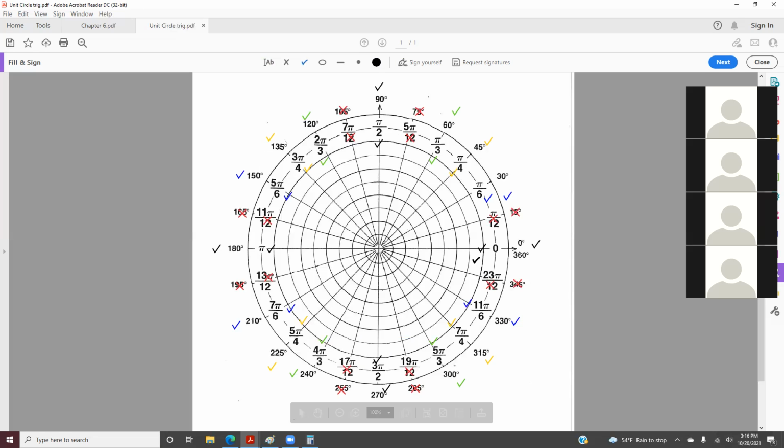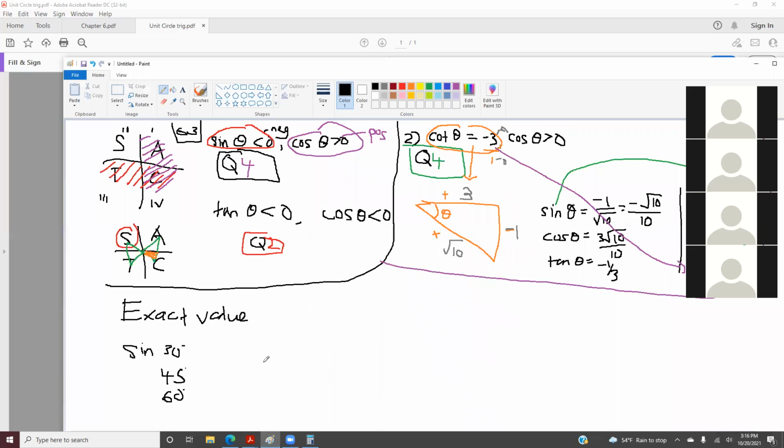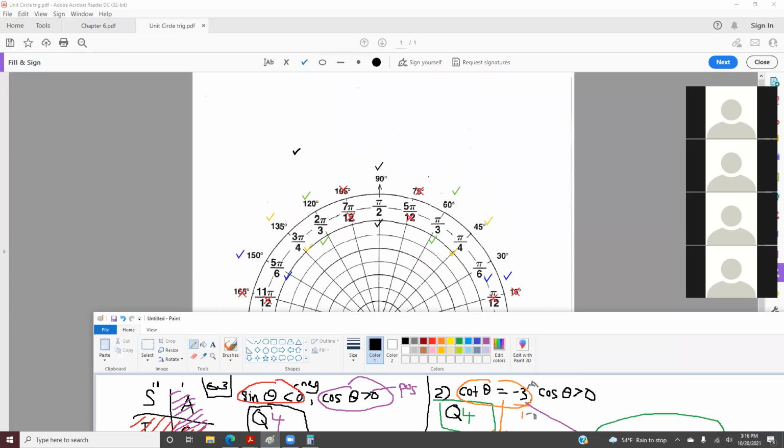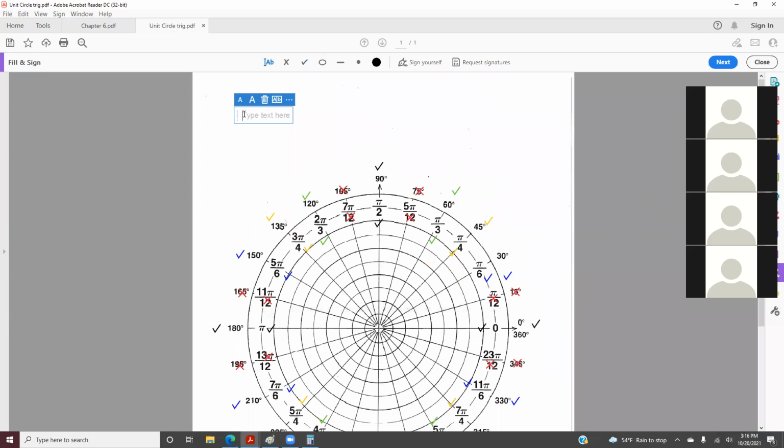Okay, and then this is all reference again. So how do we figure out 30, 45, 60 in this case is very important. So please know this. Sine theta is the y value of the coordinates.